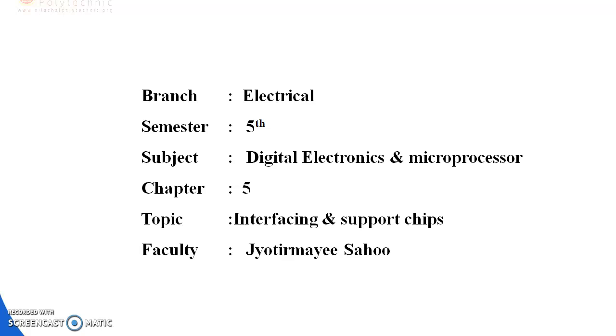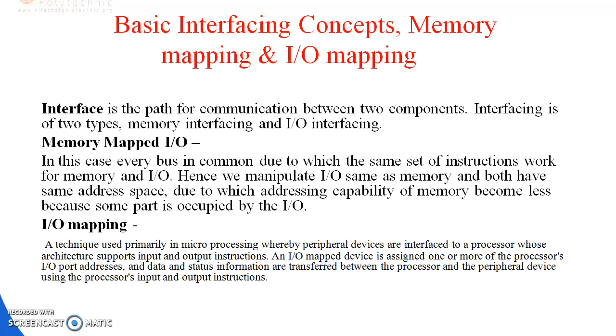Today we are going to discuss topic 6 of the 8-bit microprocessor, that is interfacing and support chips. So, first is basic interfacing concept, memory mapping and input-output mapping. An interface is a path for communication between two components.